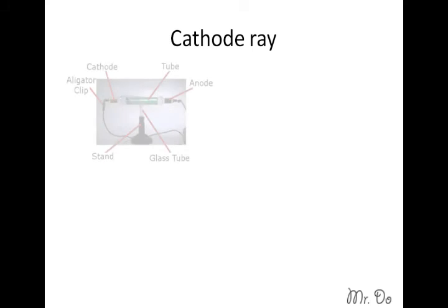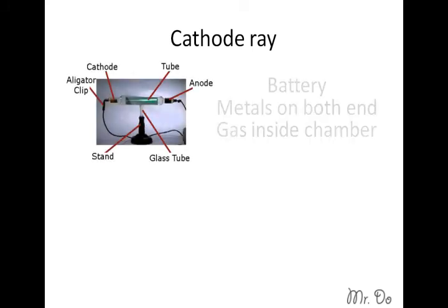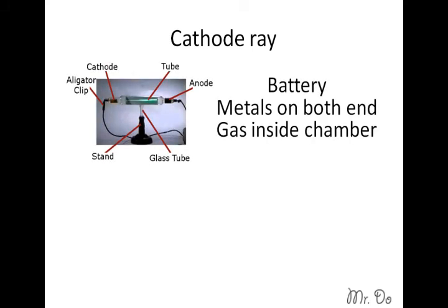Thomson ran an experiment called the cathode ray. It has a battery plugged into metals on both ends, and inside is gas. The gas is there so we can see the visible beam. On the left-hand side is the cathode, that's negative, and on the right-hand side is the anode, that's positive. When he turned it on, he noticed that the beam went from the cathode to the anode, from negative to positive. So we figured that this something was attracted to the positive end.